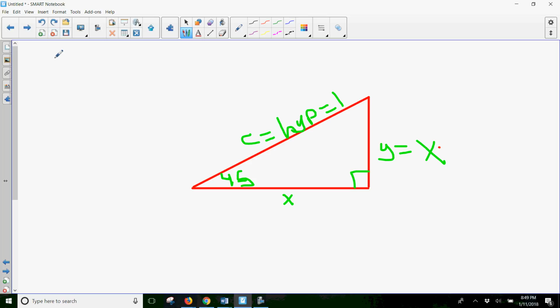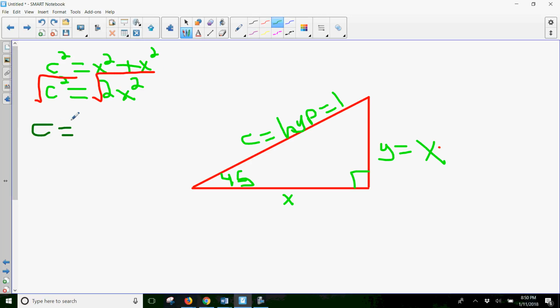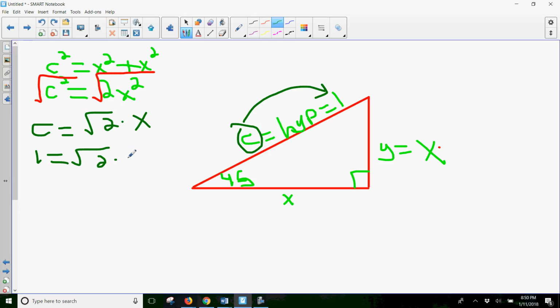So remember we looked at the Pythagorean theorem. We said that c squared was equal to a squared plus b squared. Well, here a and b are both x, so it'll be x squared plus x squared. Of course, I can simplify that and make that 2x squared. Okay. So now I can take the square root of both sides. So I'm going to get c equals the square root of 2 times x. But remember that c is actually 1. This is the unit circle. So this is 1 equals square root of 2 times x.